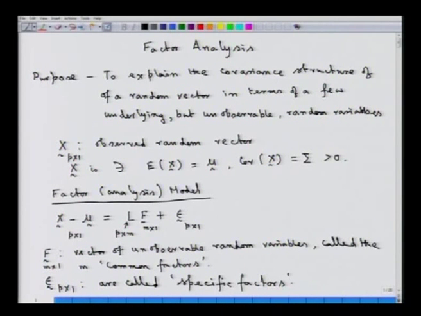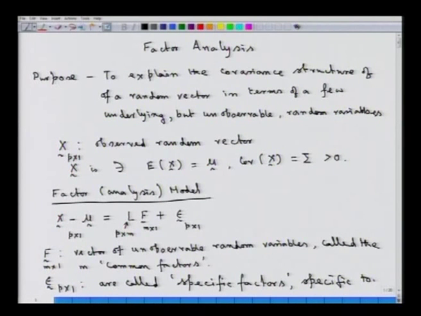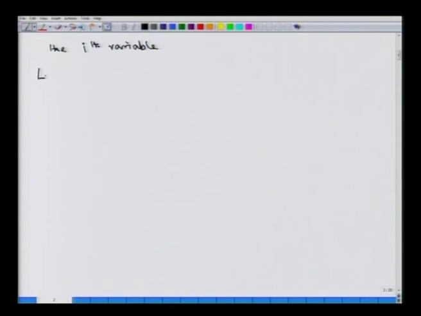These are called specific factors, specific to the ith variable. And the third quantity in this factor model: F is the vector of common factors, epsilon is the vector of specific factors, and the thing that is left is L. So this L is a p by m matrix of constants.